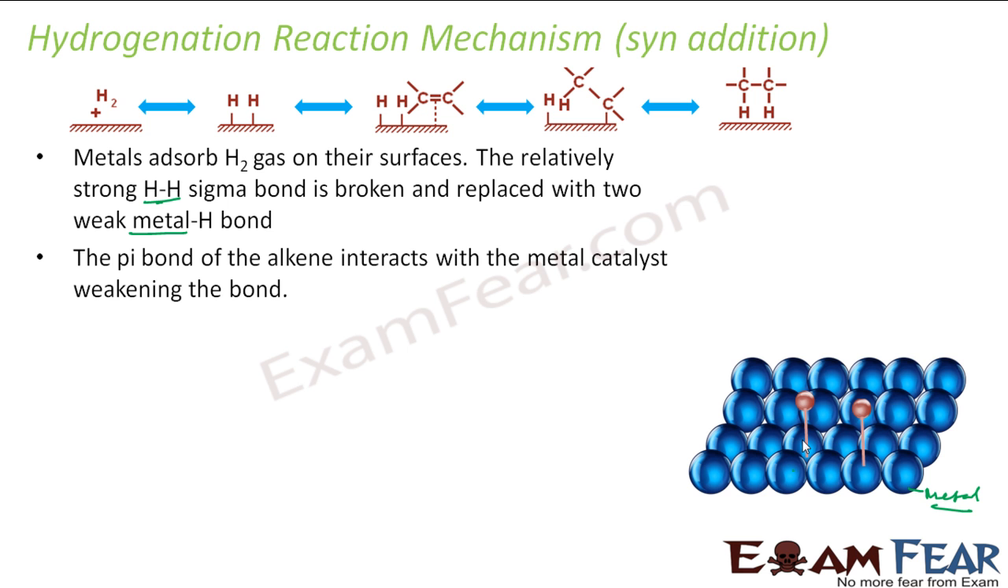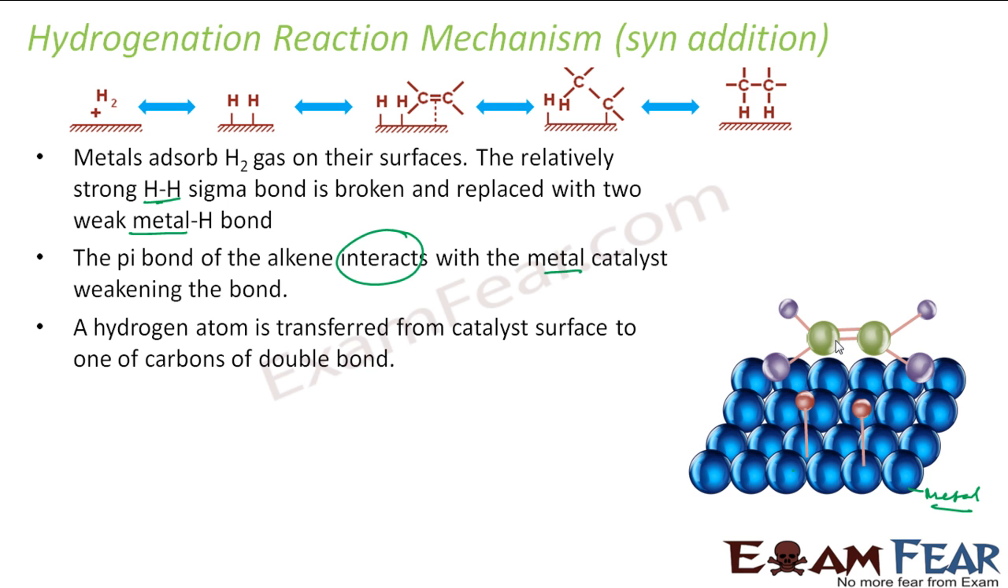Now the pi bond of the alkene, for example, this is my alkene here, right? It interacts with the metal and the bond is weakened. So this is my alkene and this is my pi bond, correct? This pi bond is also weakened when this alkene interacts with the metal. If you see, this alkene comes near this metal and this bond is a little bit weakened, correct?